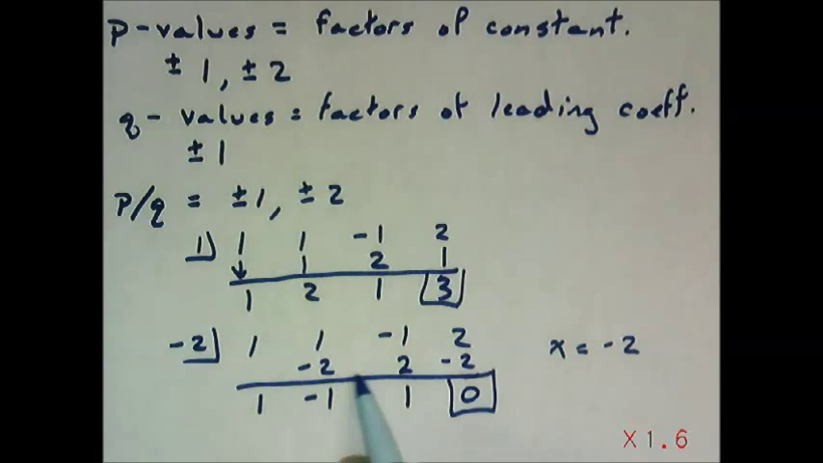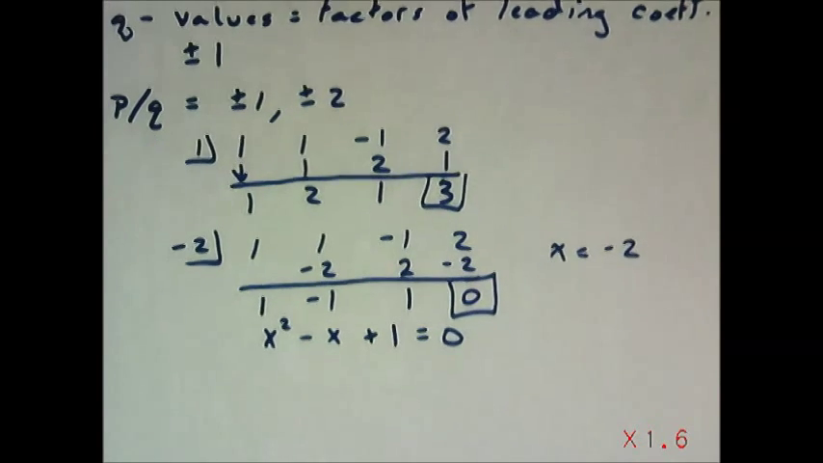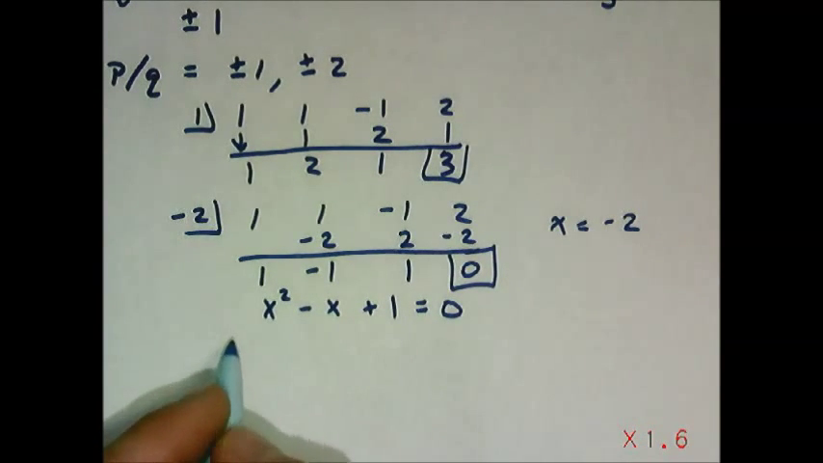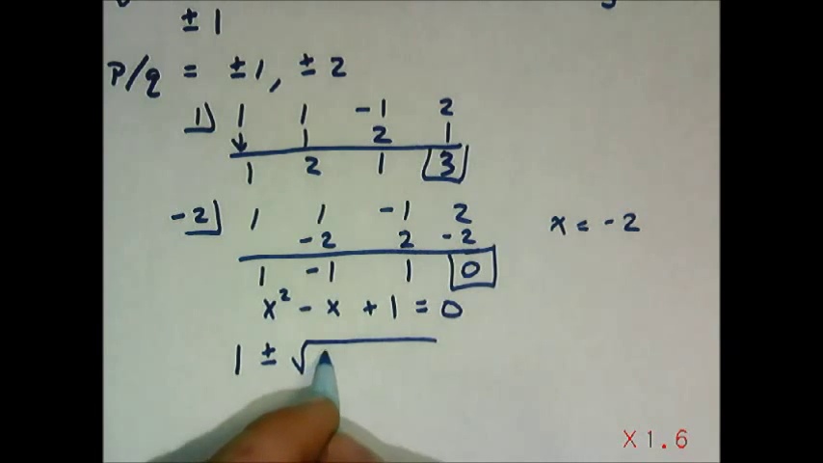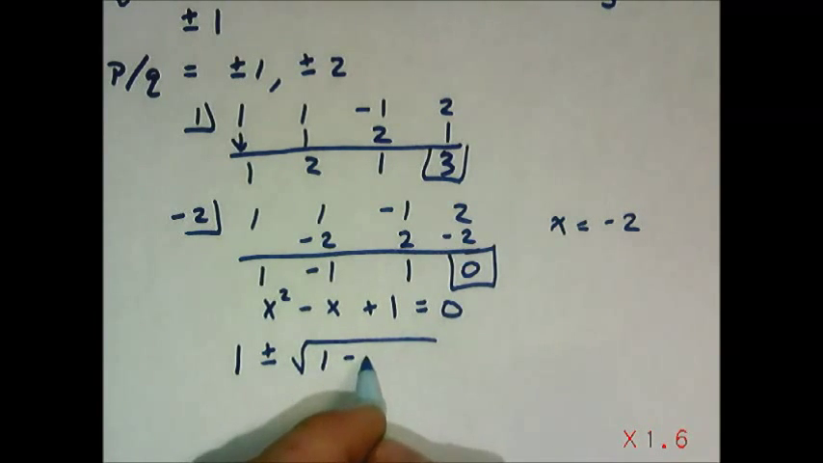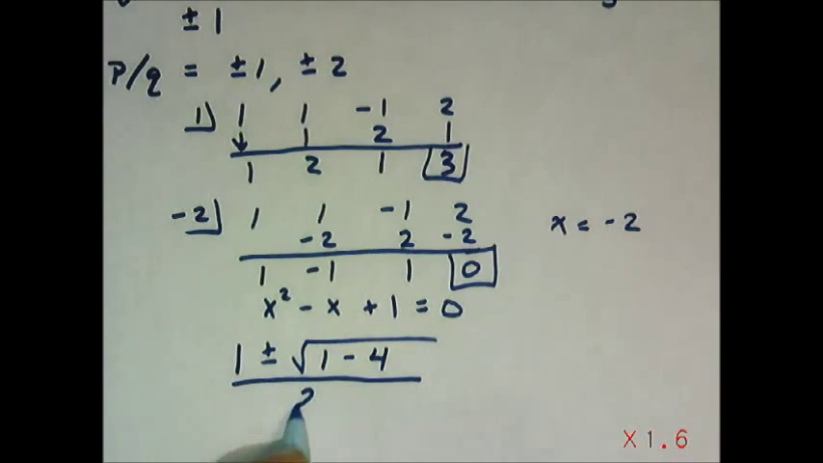We can also go ahead and look at the remaining polynomial. Remember, this polynomial would give us x squared minus x plus 1. If I set that equal to 0, I can go ahead and solve this equation using the quadratic formula. Remember, the quadratic formula tells us negative b, so 1, plus or minus the square root of b squared, which is 1, minus 4 times a times c, which is 1, all over 2 times a.